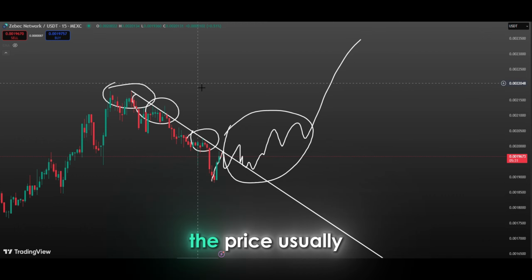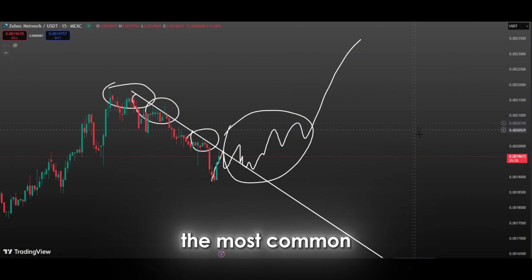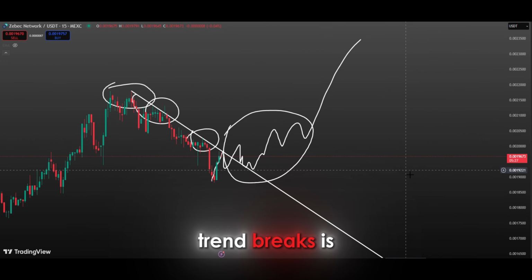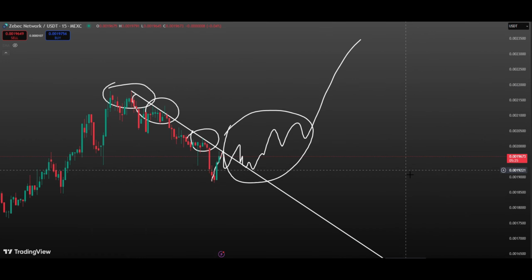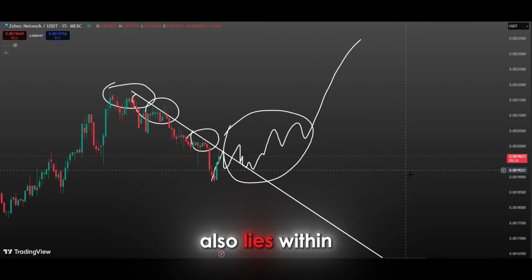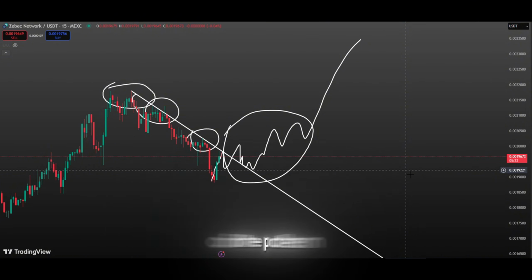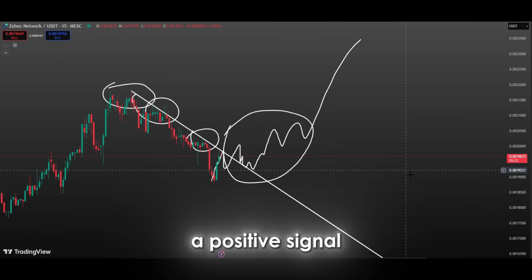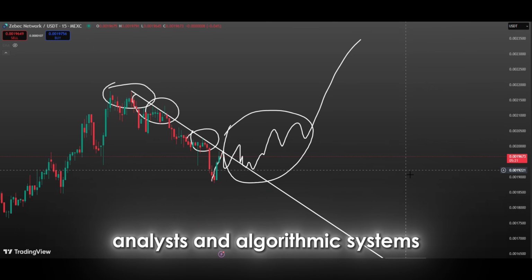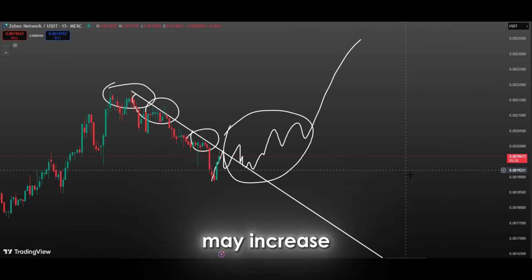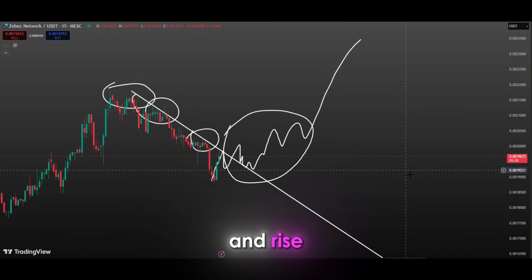After such breakouts, the price usually retests back to the area it broke, and may then start a strong upward move. Also, one of the most common patterns after such falling trend breaks is the falling wedge structure. If this short-term trend line also lies within a wedge pattern, then the breakout of the pattern is perceived as a positive signal by both technical analysts and algorithmic systems, and buy orders may increase. This will pave the way for the price to gain momentum and rise.